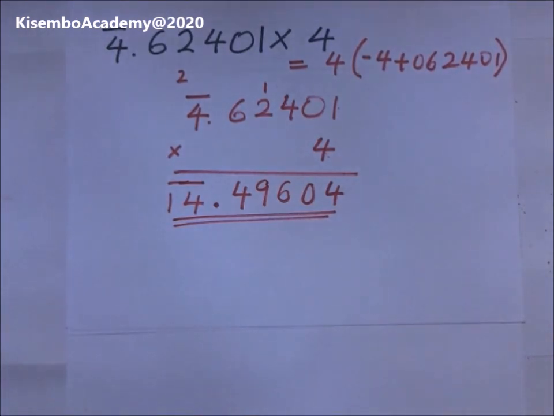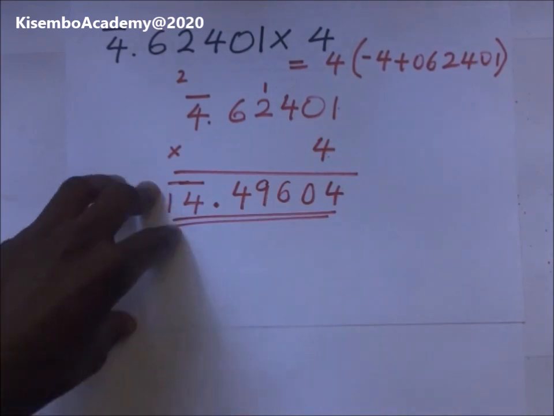And that is how we multiply logarithms with negative characteristics. Now we are going to look at how we divide logarithms with negative characteristics.